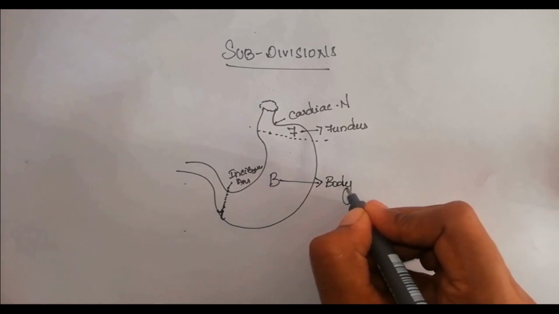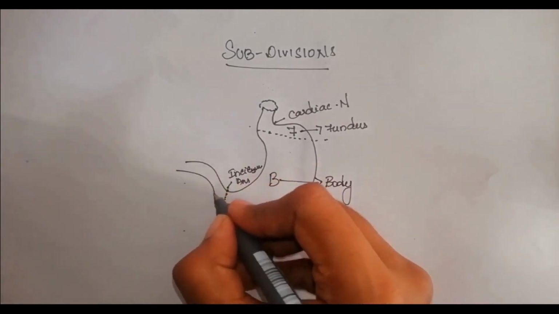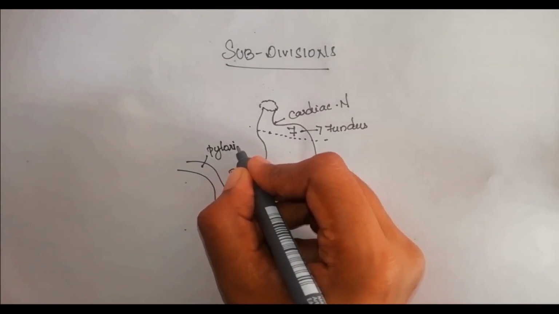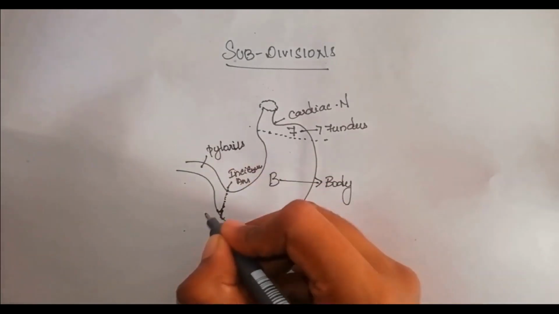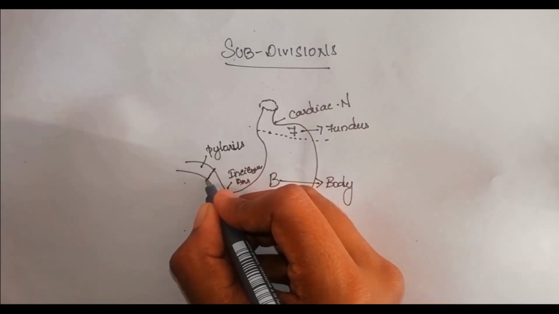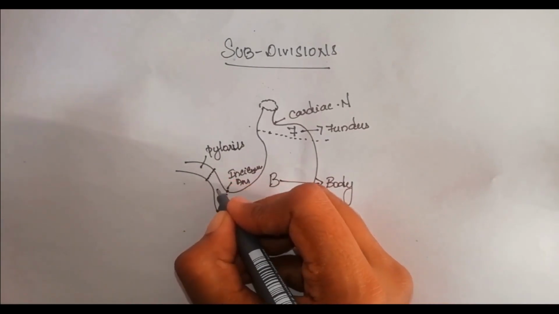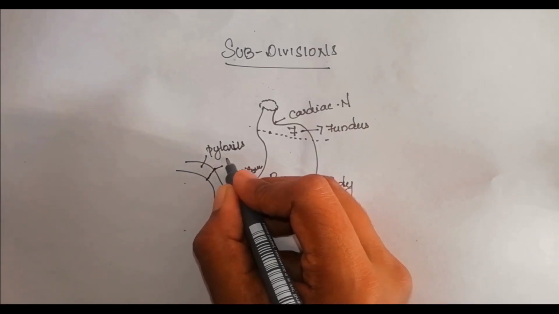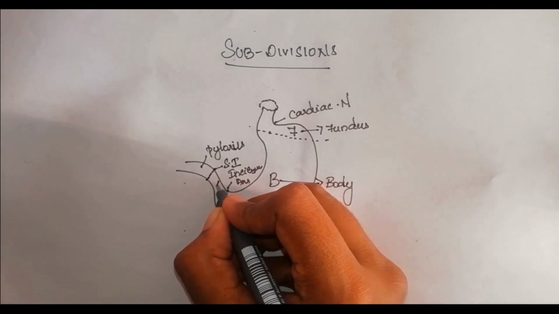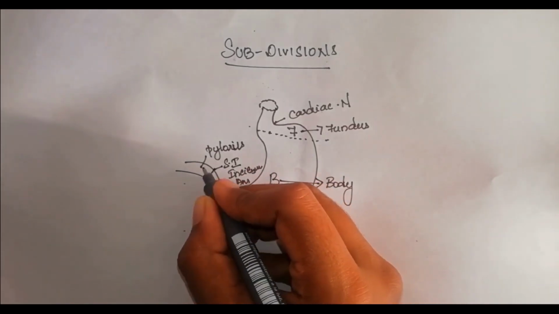So this is the body of stomach, and then distal to it we have got the pyloric part. So this is pylorus or pyloric part. This pylorus again we can divide by means of another sulcus, which is seen within the pylorus, that is sulcus intermedius, which divides it into pyloric antrum in the proximal part and pyloric canal in the distal part.